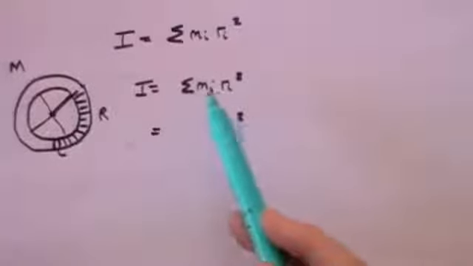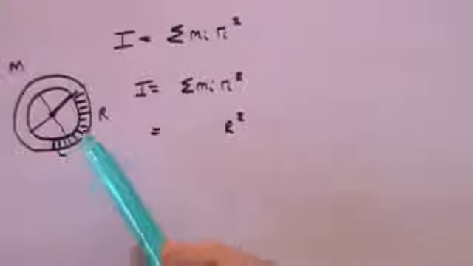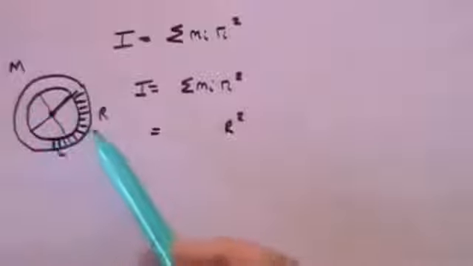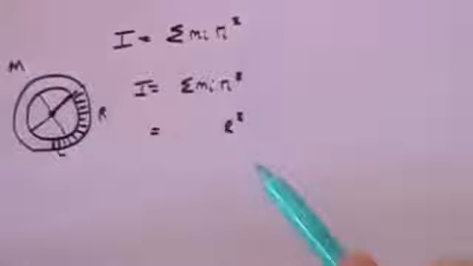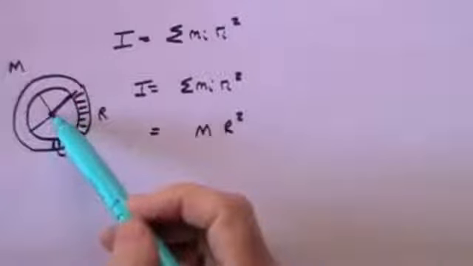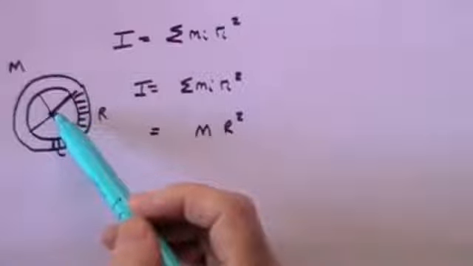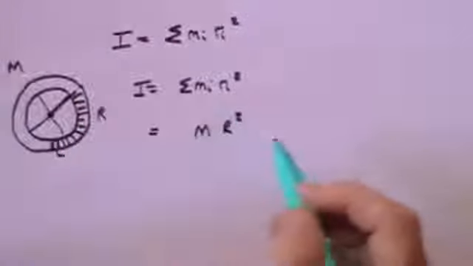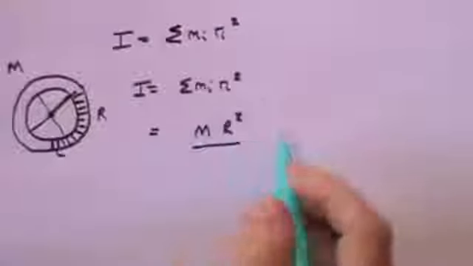And what is the sum of all the masses? Well, the sum of all these individual masses all the way around the ring is the mass of the ring. And so you find fairly simply that the moment of inertia of a ring which rotates around a pivot point at the centre of the ring is mr squared.